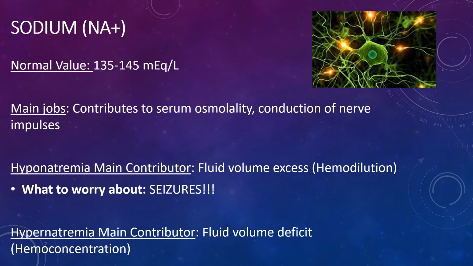So the very opposite is going to be true for our high sodium levels. So a hypernatremia, main culprit here is going to be a fluid volume deficit or hemoconcentration. Okay, so people that come in dehydrated, they've been vomiting for a long time, for whatever reason, their sodium is going to appear very high on their basic metabolic panel, on their BMP.